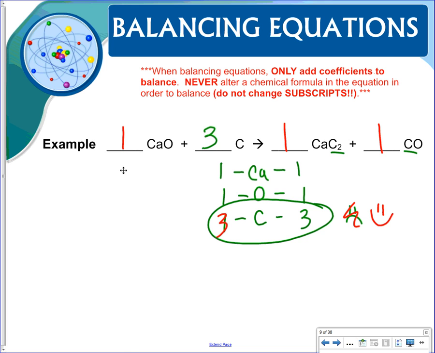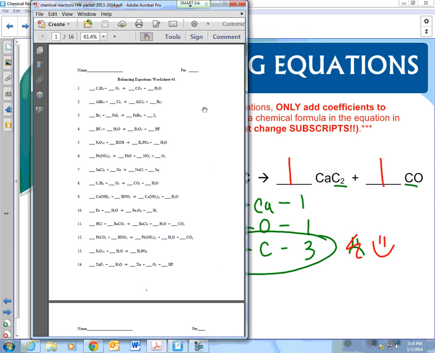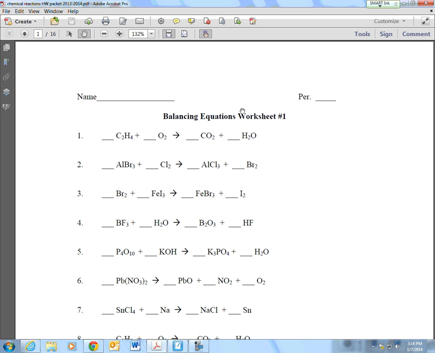Okay. Let's look at another example. This one's from the white practice packet. It's a little more challenging than the one in the notes. So number 2. Okay. I'm going to go ahead and do the atom inventory. Every teacher kind of has their own little way of showing the atom inventory. I'm just showing one example here.